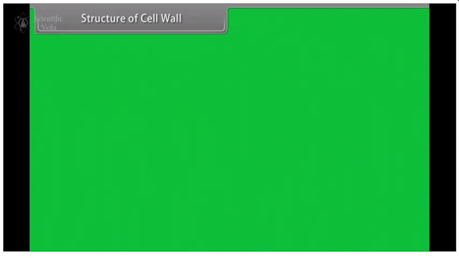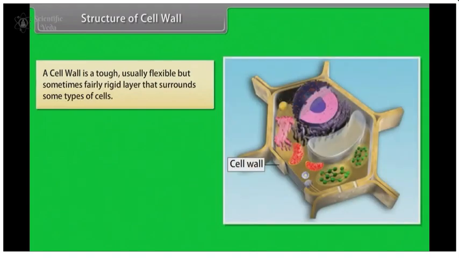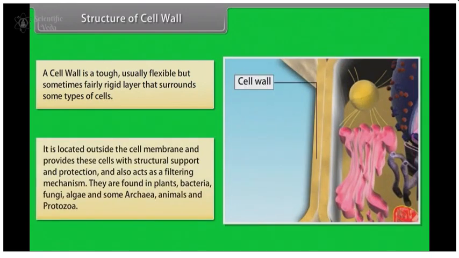Structure of cell wall. A cell wall is a tough, usually flexible, but sometimes fairly rigid layer that surrounds some types of cells. It is located outside the cell membrane and provides these cells with structural support and protection, and also acts as a filtering mechanism. They are found in plants, bacteria, fungi, algae, and some archaea, animals, and protozoa.